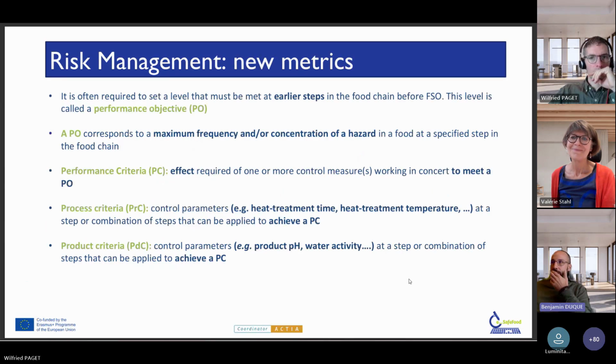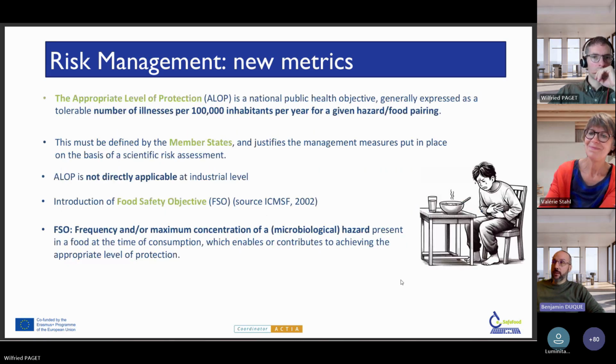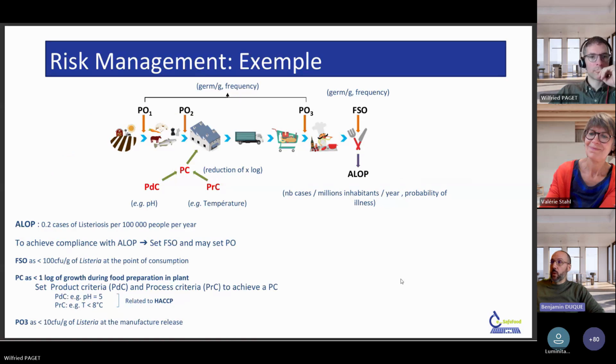And during the process of transformation, the FBO has set a PC of less than 1 log of growth during the food preparation. And to achieve this PC, a product and a process criteria were set. And in this case, the pH of the product has to be equal to 5. And the temperature of the plant has to be inferior to 8 degrees to limit the growth of bacteria.